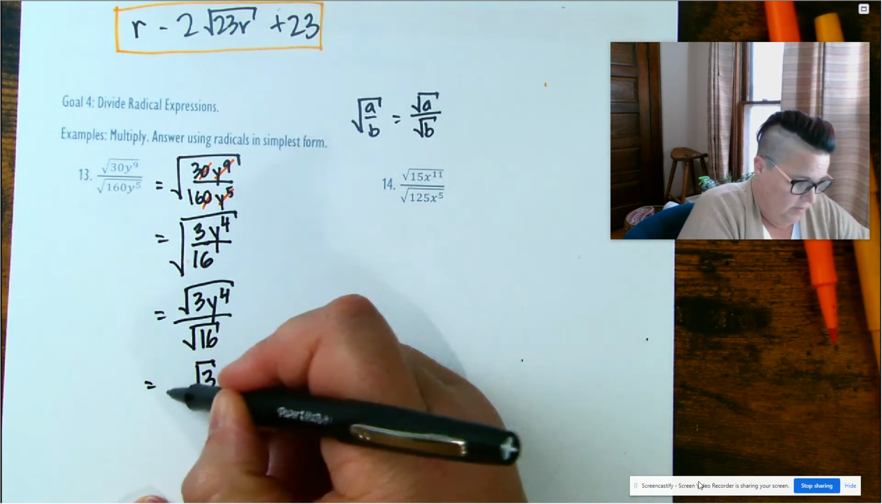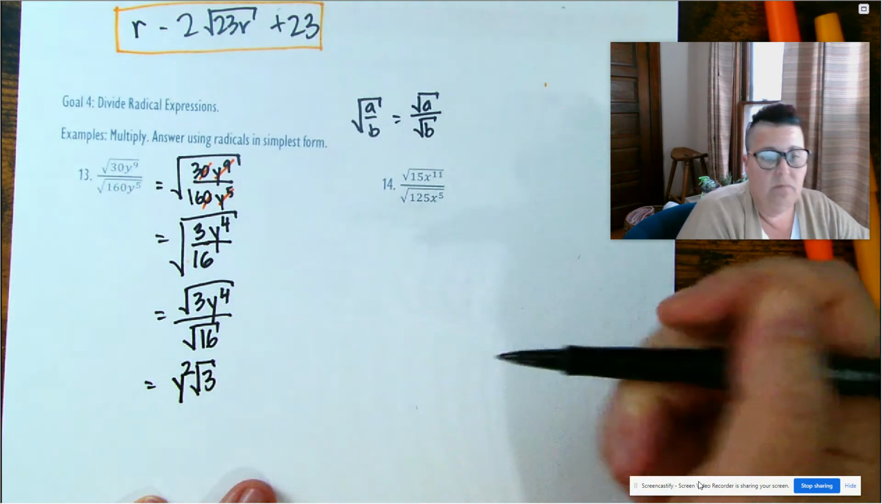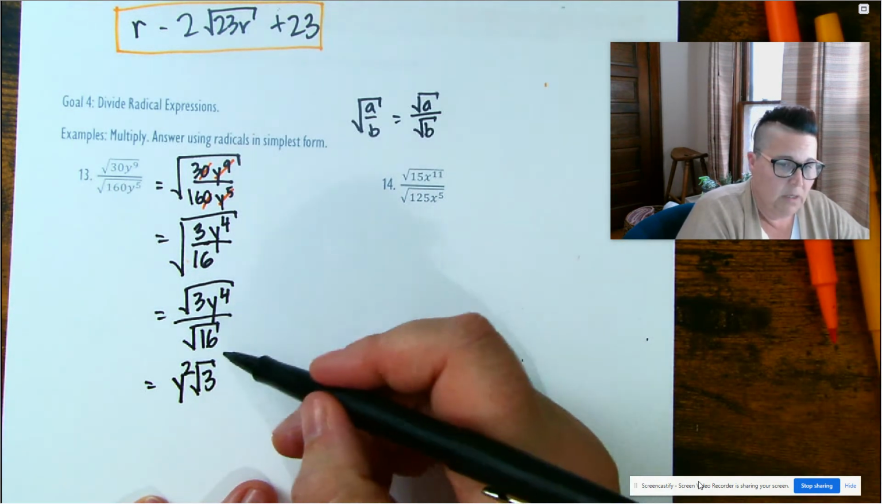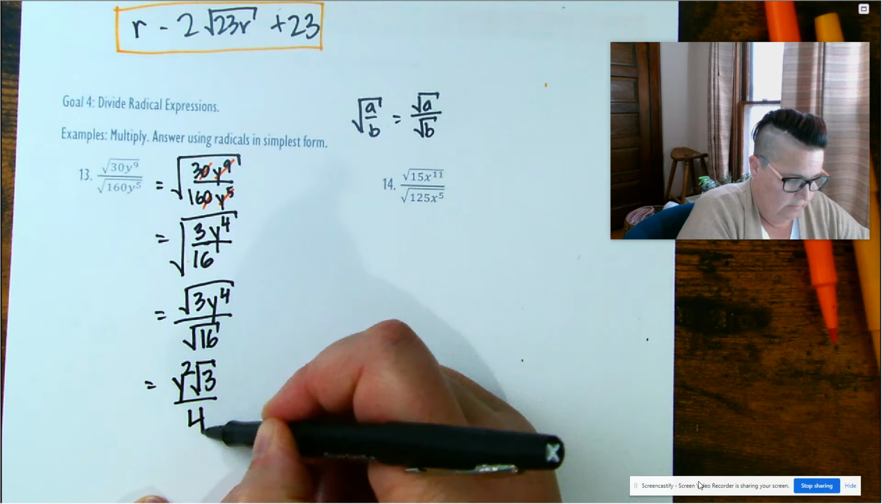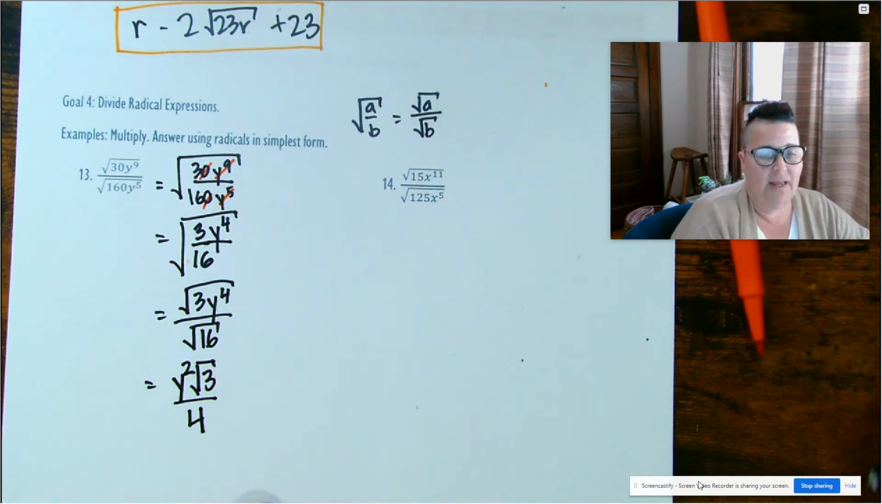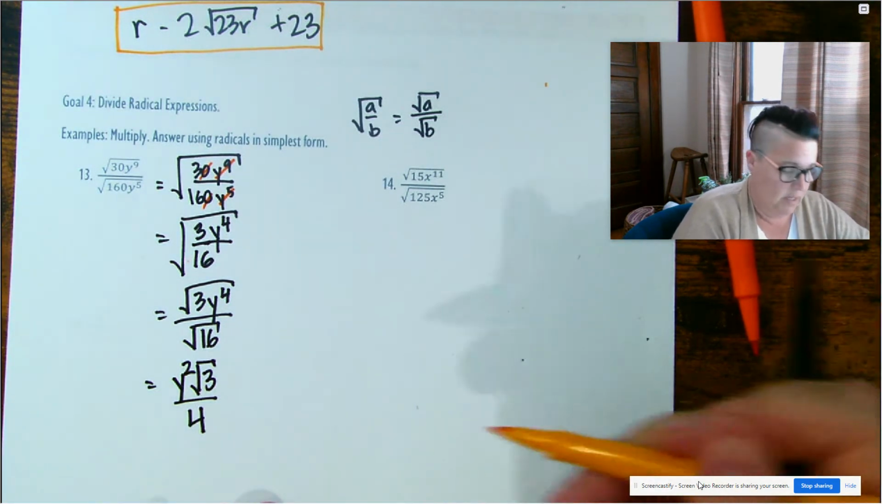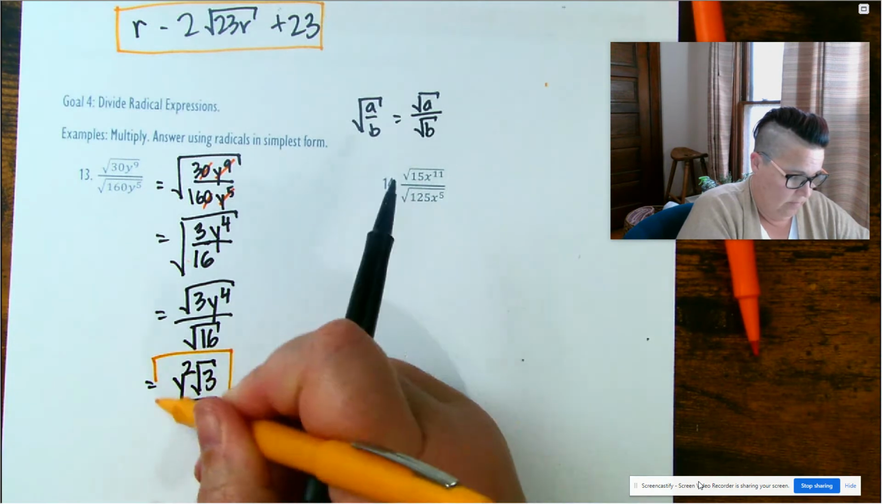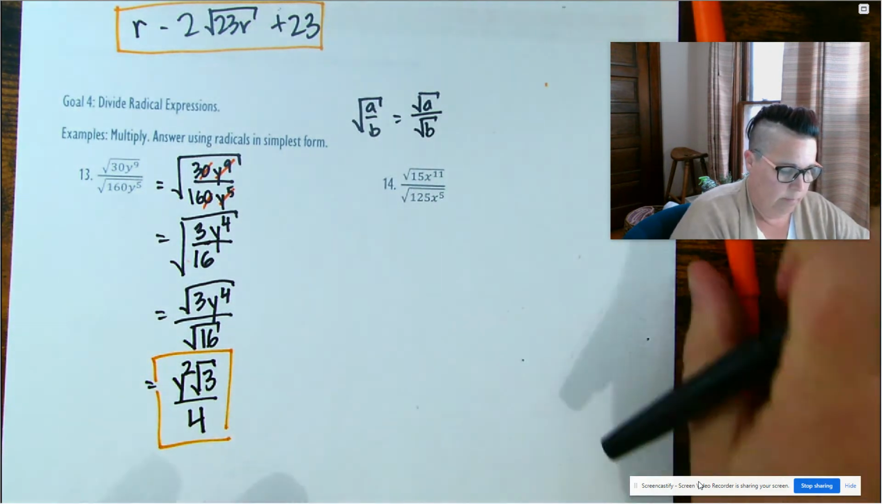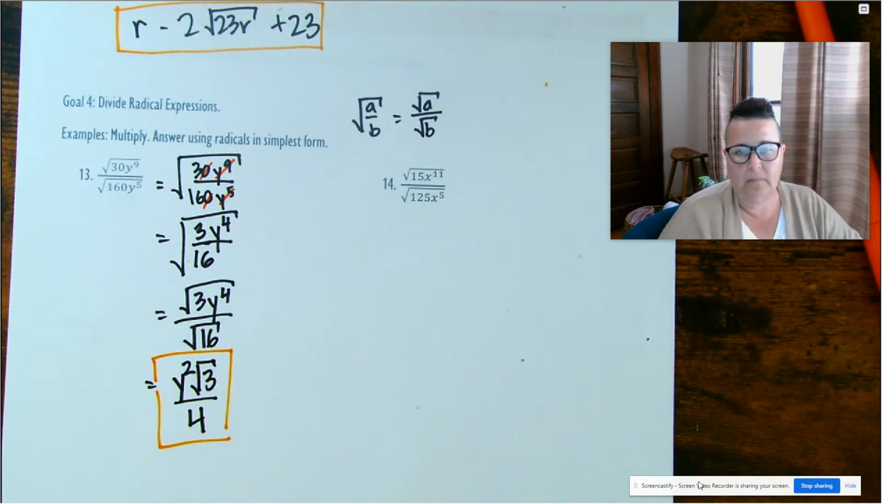Y to the fourth, the square root is y squared, or 4 divided by 2. The square root of 16 is 4. So I have y squared, square root of 3 over 4. Beautiful.